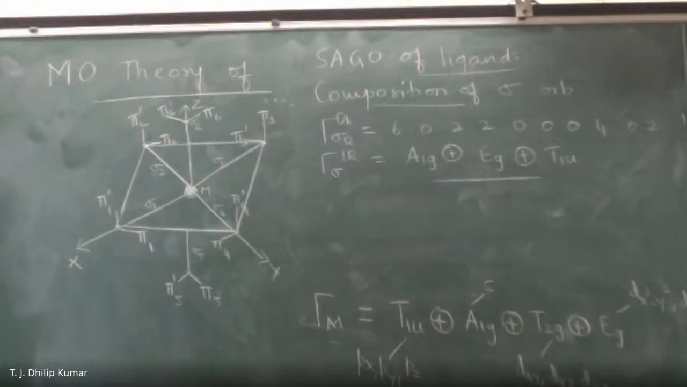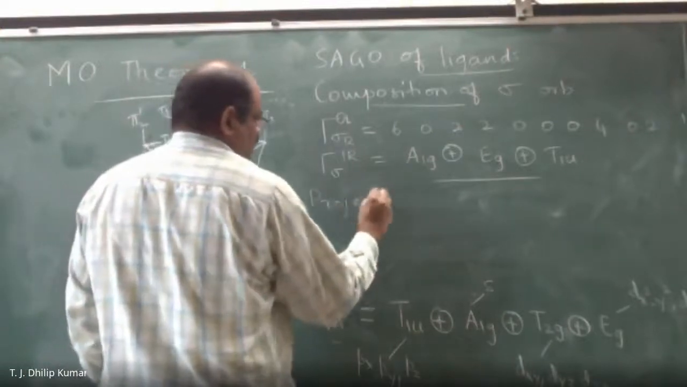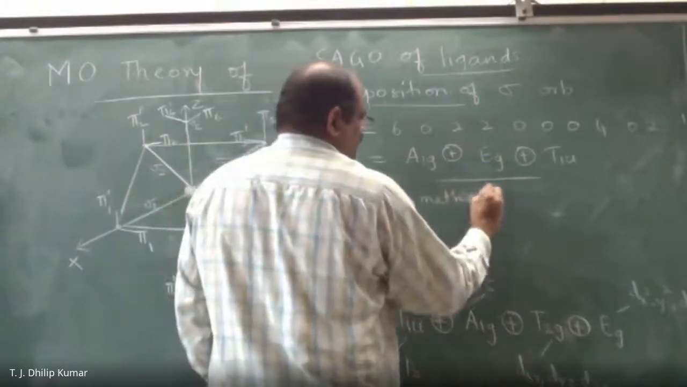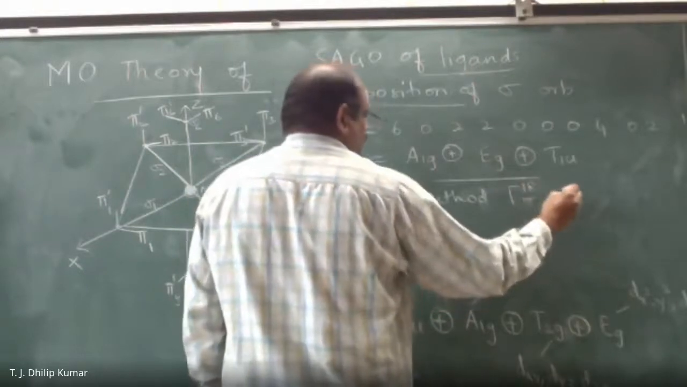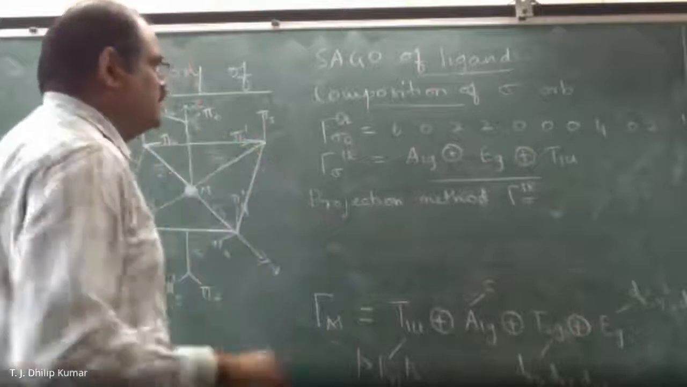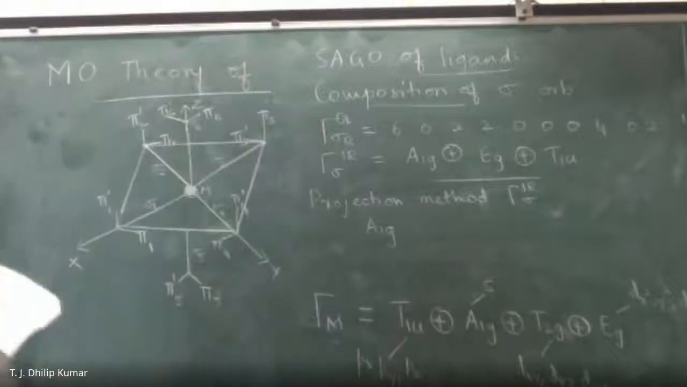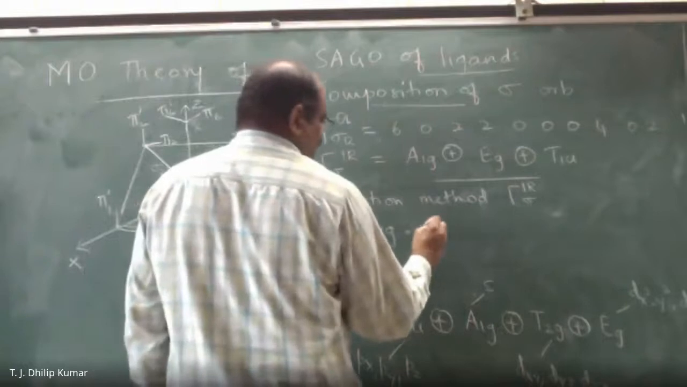Similarly, you find it out for pi orbitals. Before going to pi, we just use only this much. After this, we use the projection operator method for these orbitals of gamma sigma with six sigmas. When you do that, A1g is very simple. A1g corresponds to what? A1g is basically the s orbital.